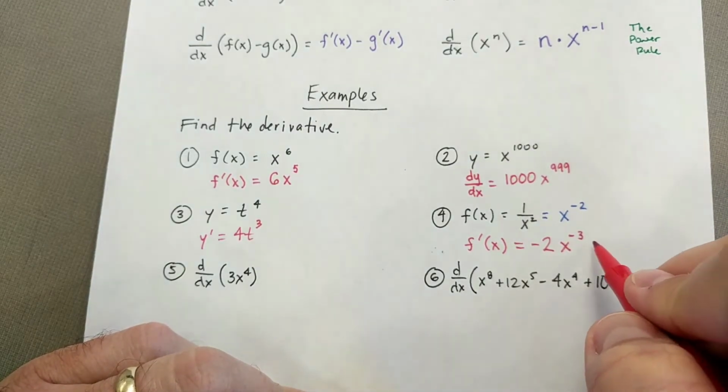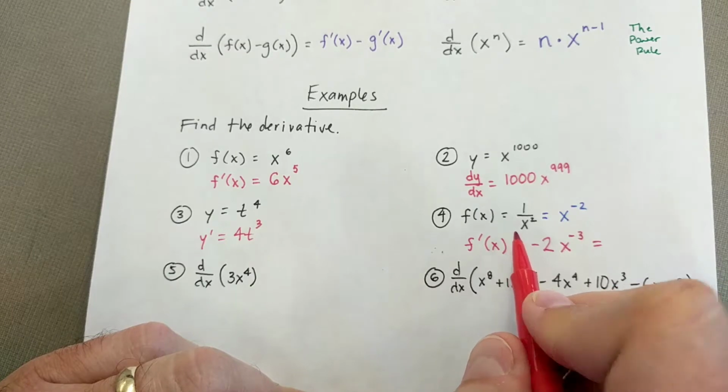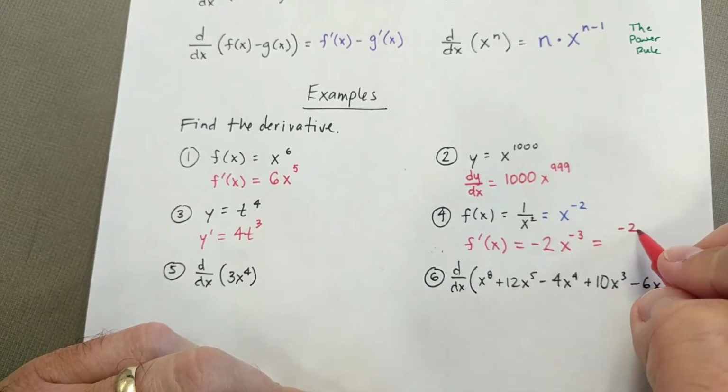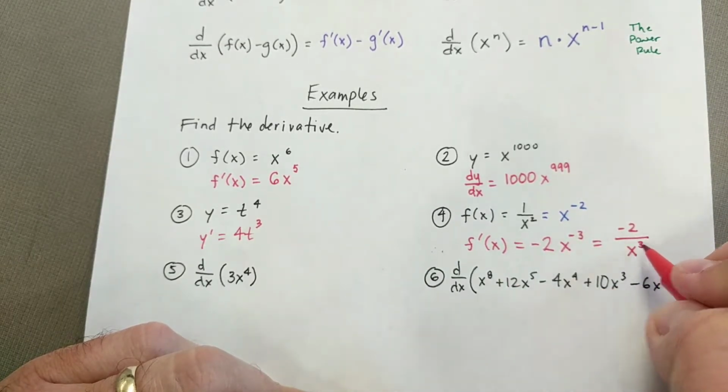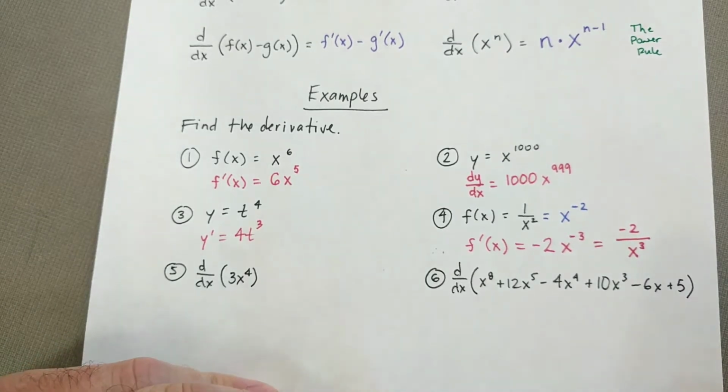And if you wanted to rewrite this in the same form they gave it to you, you can. So this would be -2 over x cubed. And there's the derivative of that one.